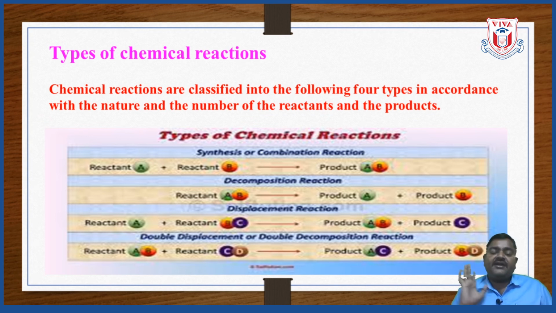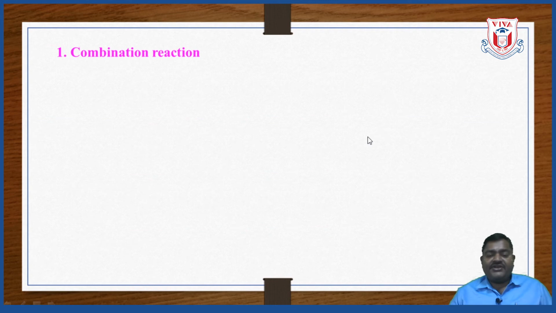आता हे 4 प्रकार आहेत, हे आपण एकानंतर एक बघूया. We will see the types of chemical reaction and their example one by one. First, combination reaction म्हणजे संयोग अभिक्रिया. From the word combination you can get the meaning.